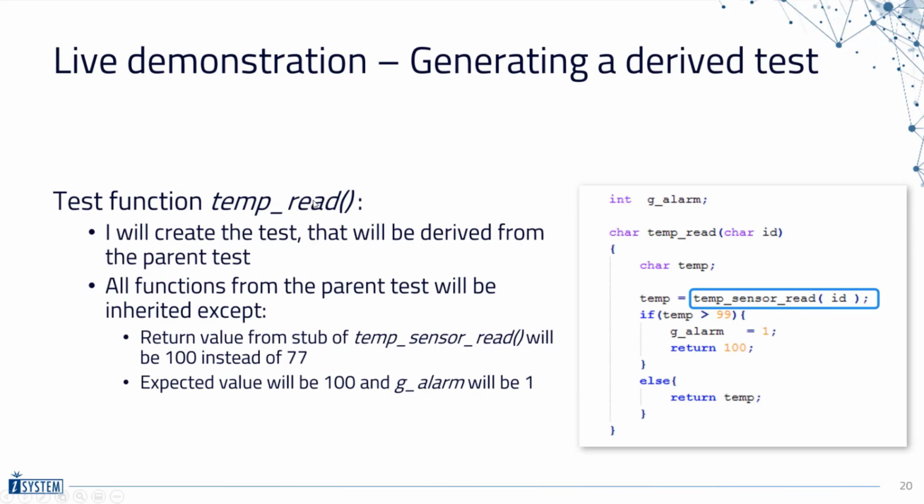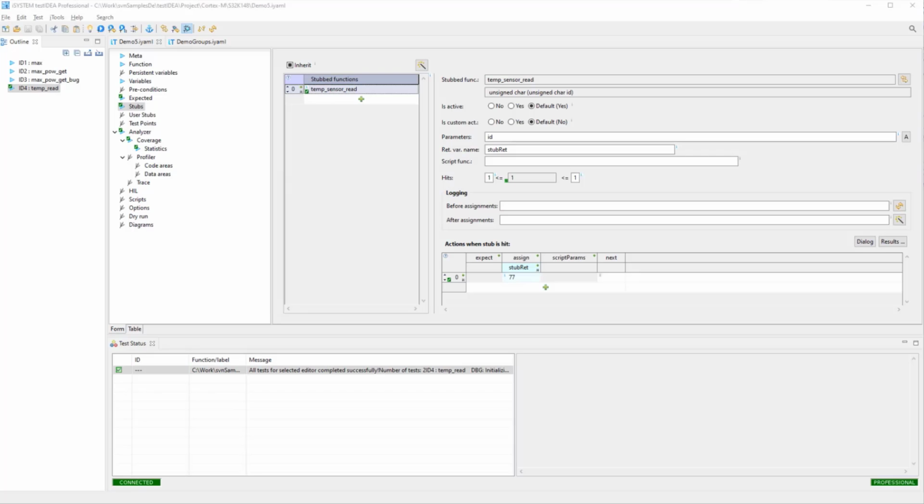This is once again our function of the test, temperature read. What I will change is the return value of the stub function, temperature sensor read. The stub return will be 100 so that the G alarm will be raised. And accordingly I need to change the expected values. So let's go to the testIDEA.